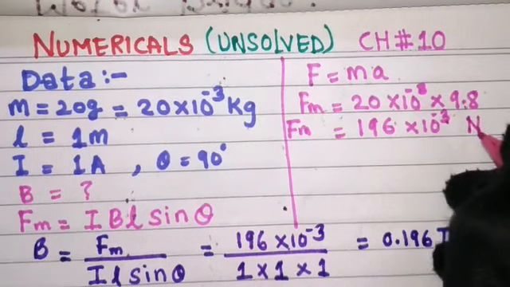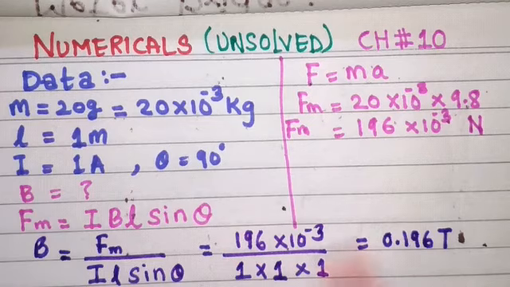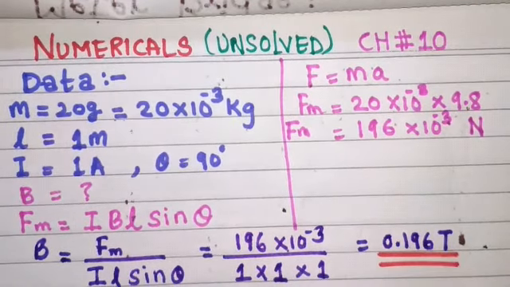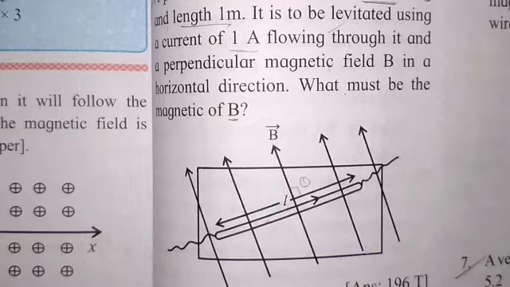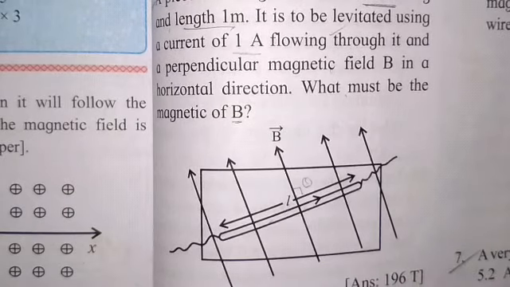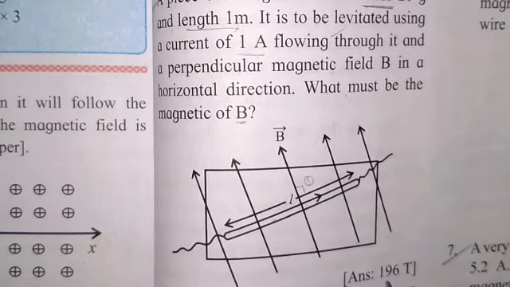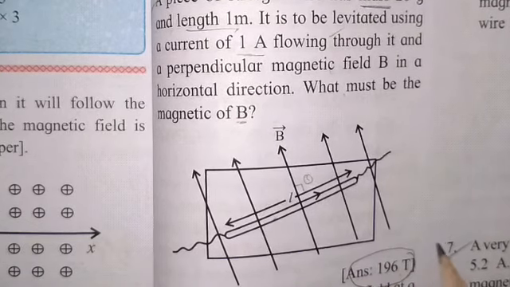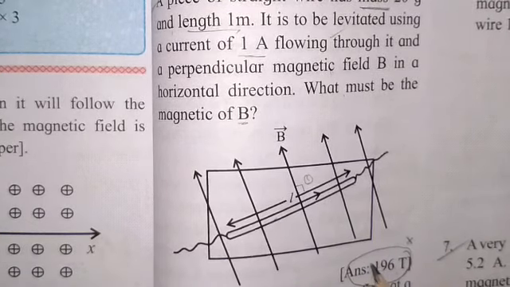This was the force, so it will be Newton. So this is the final answer for the magnetic field, which is B is equal to 0.196. So this is the answer. Now in your textbook the answer is given as 196 Tesla. So this is a wrong answer. This answer is wrong.